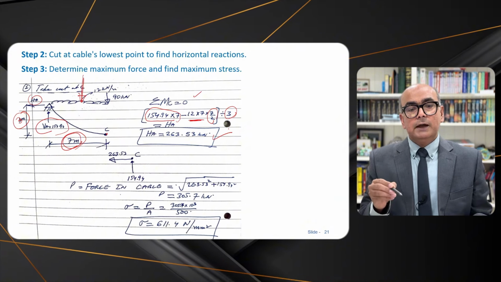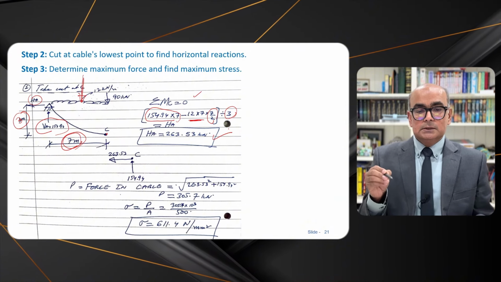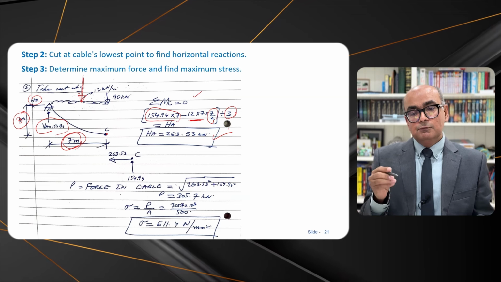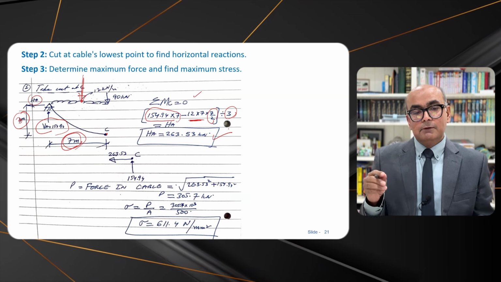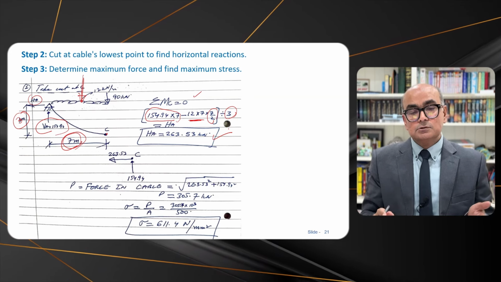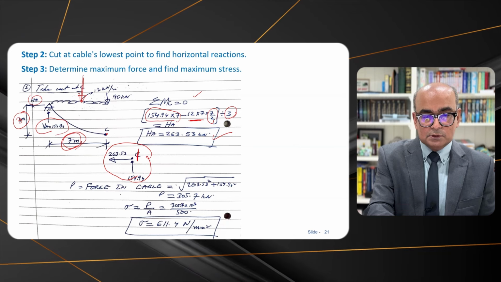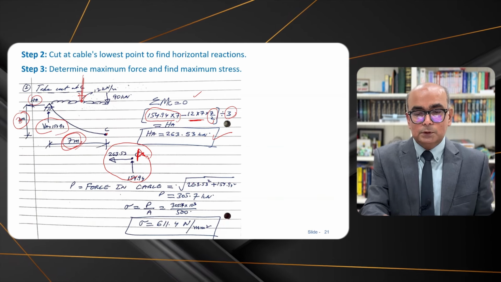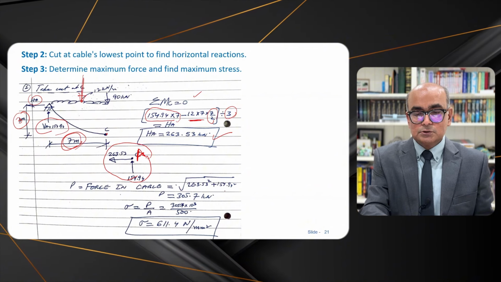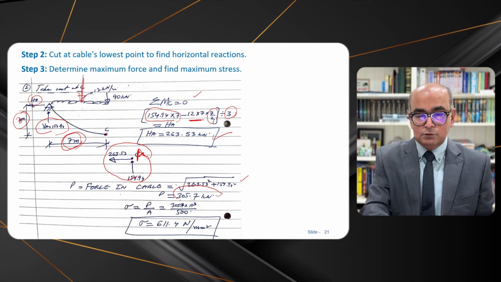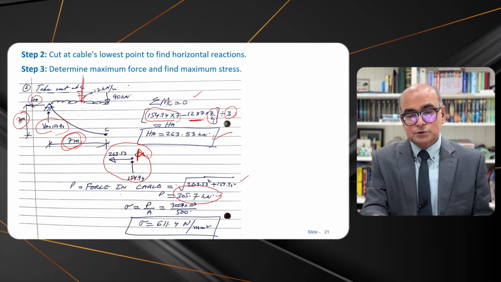The value of HB will be the same as well, but the maximum force in the cable will be at a point where you have maximum reaction. So maximum reaction is at A. This is not point C, this is actually point A. And once I have these two forces, then I will say square root of horizontal squared plus vertical squared. It will give me a force of 305.7 kilonewton.